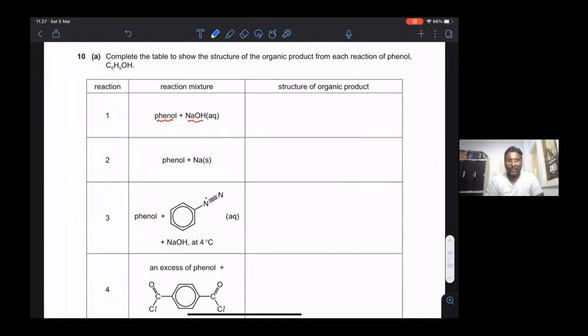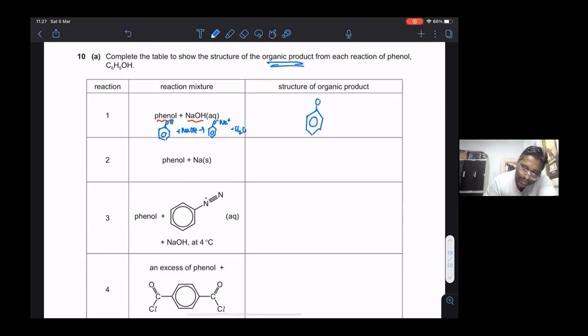Now complete the table to show the organic product. The answer is the organic product, containing carbon, from each of the reactions of phenol. So when you react phenol with sodium hydroxide, phenol does react with sodium hydroxide. If I write it down over here, phenol, when it reacts with sodium hydroxide, will give you sodium phenoxide, O minus Na plus, and water. So the structure of the organic product, you can just draw this one.